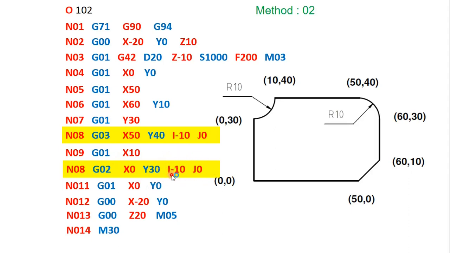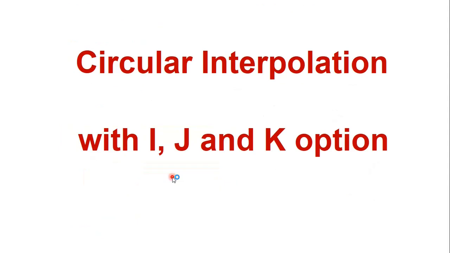In today's class we will be studying in more detail the use of I and J, and also K if a Z direction is there. We will see why we need I, J, K, and why we can't use only the radius. So let's start this part. Today's class we will be studying circular interpolation with the I, J and K option.